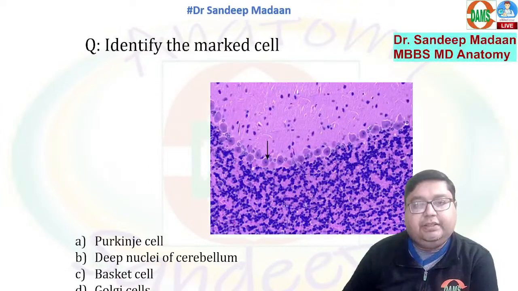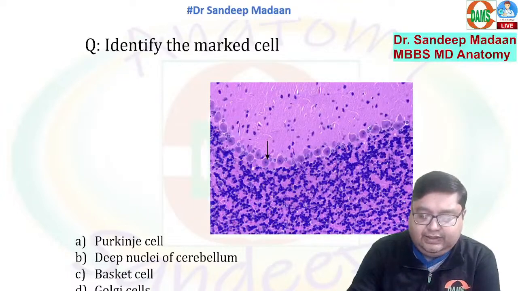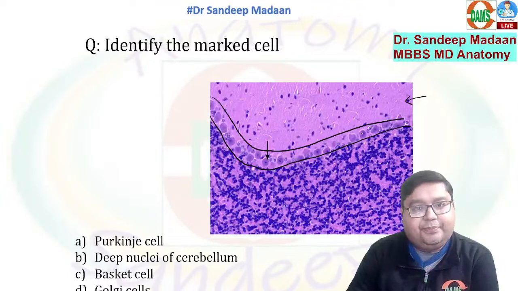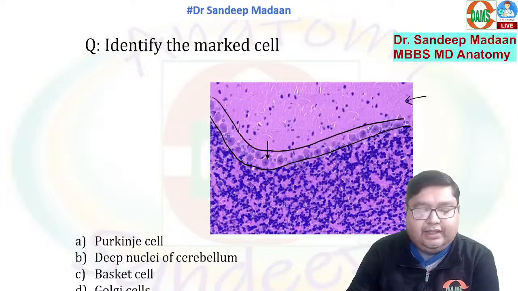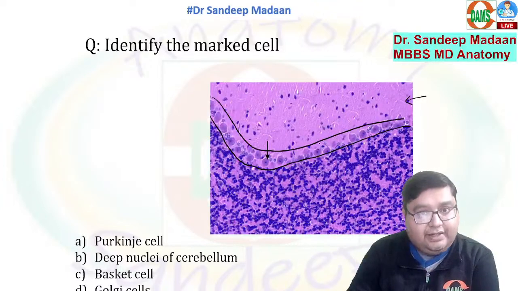Now identify the marked cell. I told you if such type of slide, how you have to proceed. First of all, you see this cell which is neither fitting in this layer above and nor fitting in this layer below. So in itself it is a layer. In itself it is a layer. And this layer or this cell is the Purkinje cells, and the layer is the Purkinje layer.